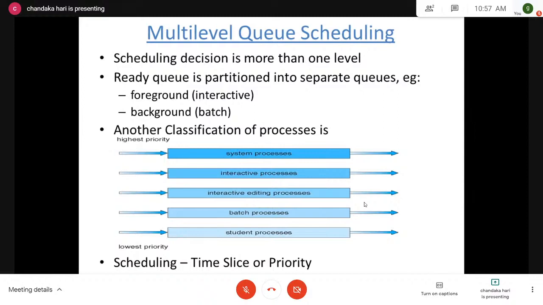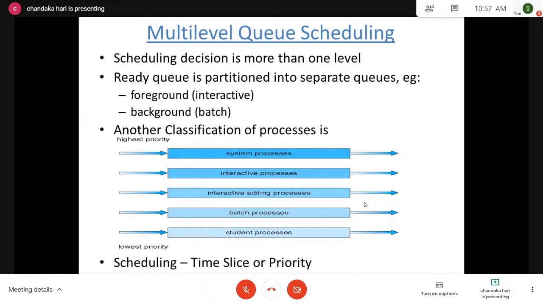Then what happens to student processes? They are completely waiting. If you want to execute a student process, all the above four queues must be empty. Otherwise, the student processes are not allowed to continue. That implies there is a long time delay in executing student processes. So that's why priority scheduling is defined as not suitable.